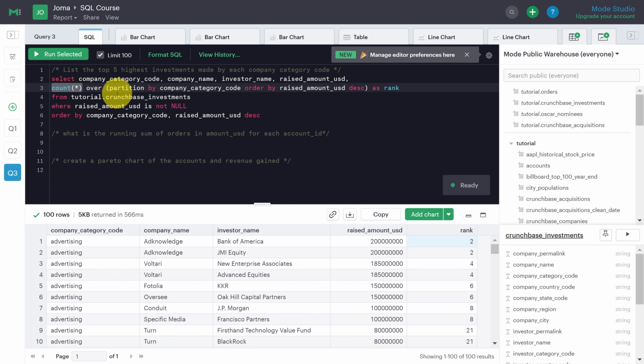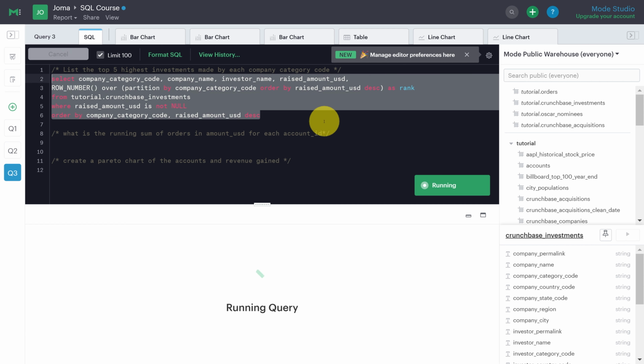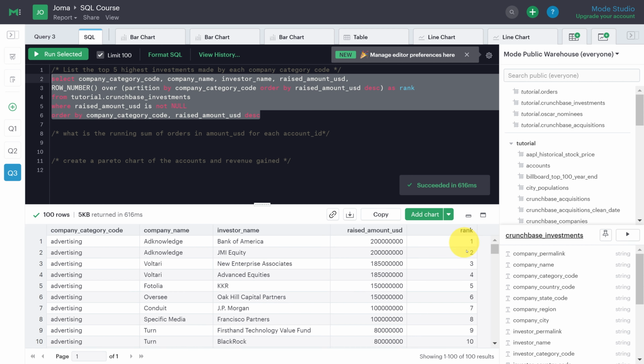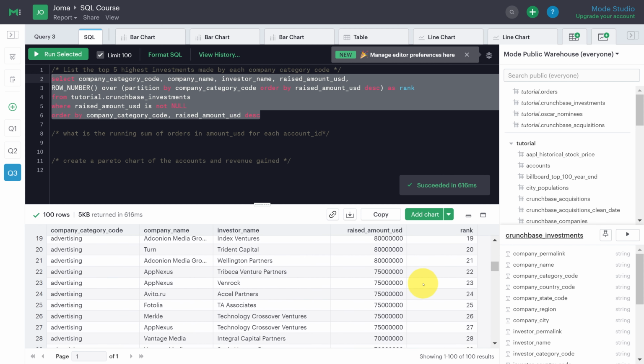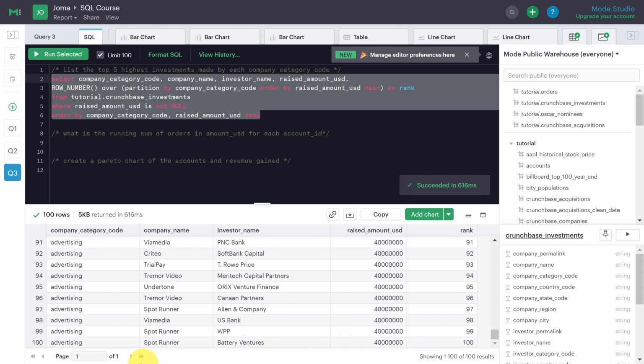So instead of count, what you can do is something called row number. So this is a special syntax. It's also one that's pretty useful. And then we run that, and now we get the actual ranking, 1, 2, 3, 4, 5. As you can see, the raised amount USD, it diminishes. And then these are all for advertising categories. If you go all the way down, let's see if, nope, still advertising.